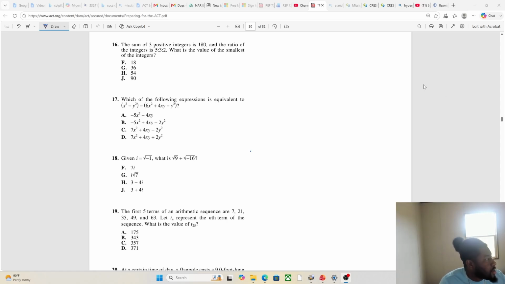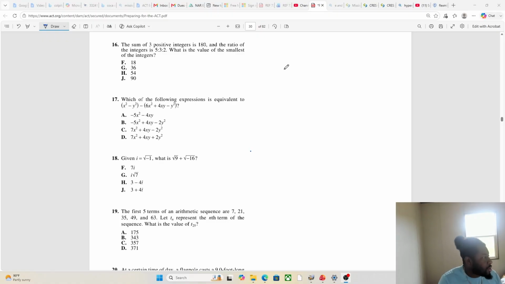All right, this is number 16 through 20 on ACT practice test 1 on the math section. The sum of three positive integers is 180, and the ratio of the integers is 5 to 3 to 2. What is the value of the smallest of the integers?